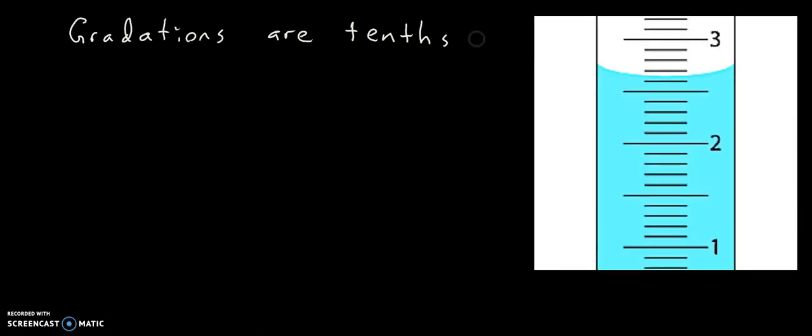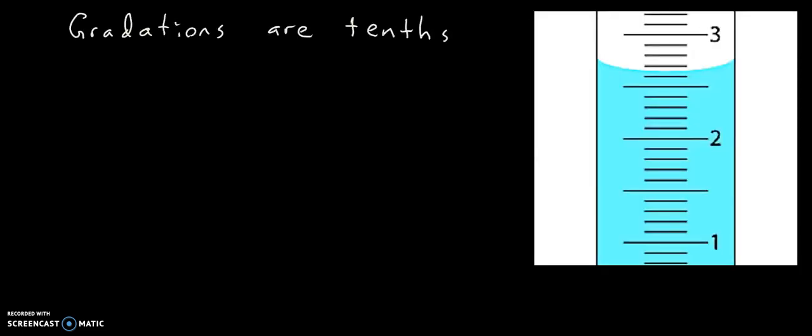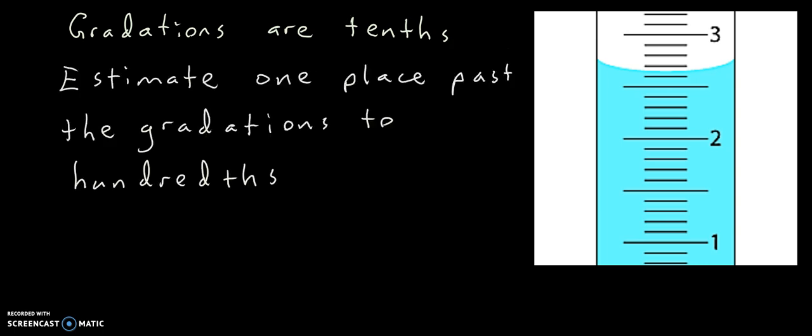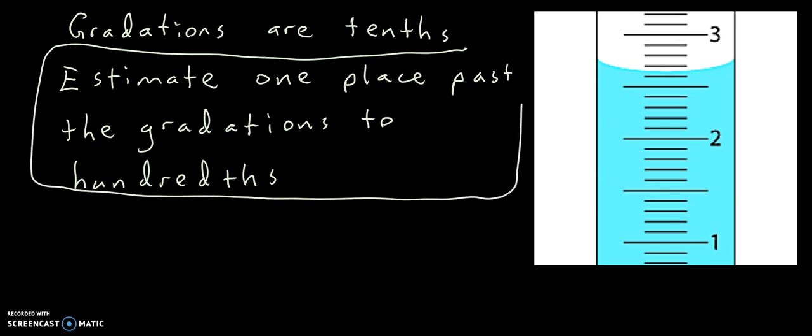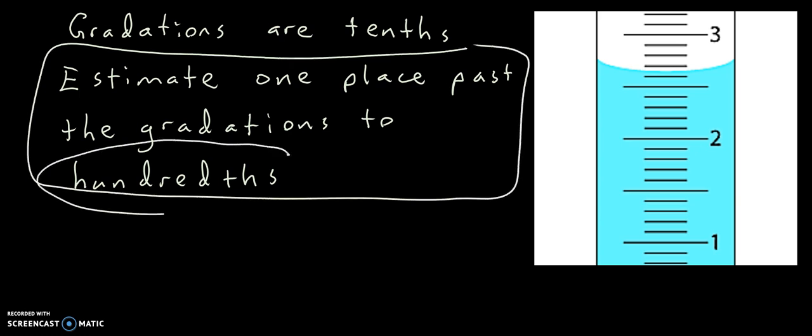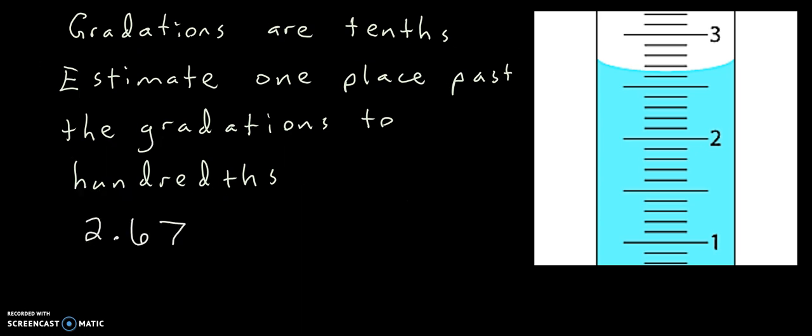In this graduated cylinder, we can see the gradations are in tenths. So what we'll do is estimate one place past the gradations. In this case, we properly record our data to the hundredths place. And we record this as 2.67 milliliters, with the 7 being an estimated digit.